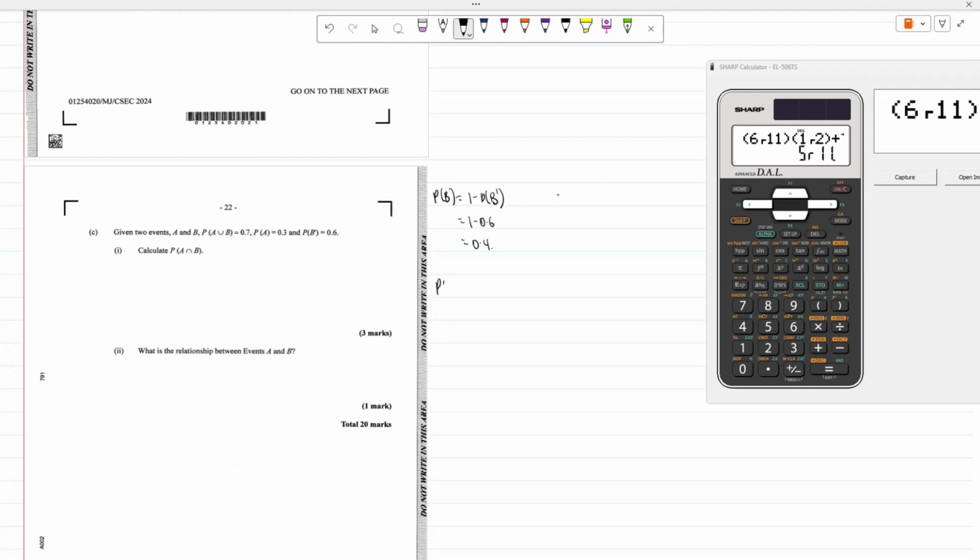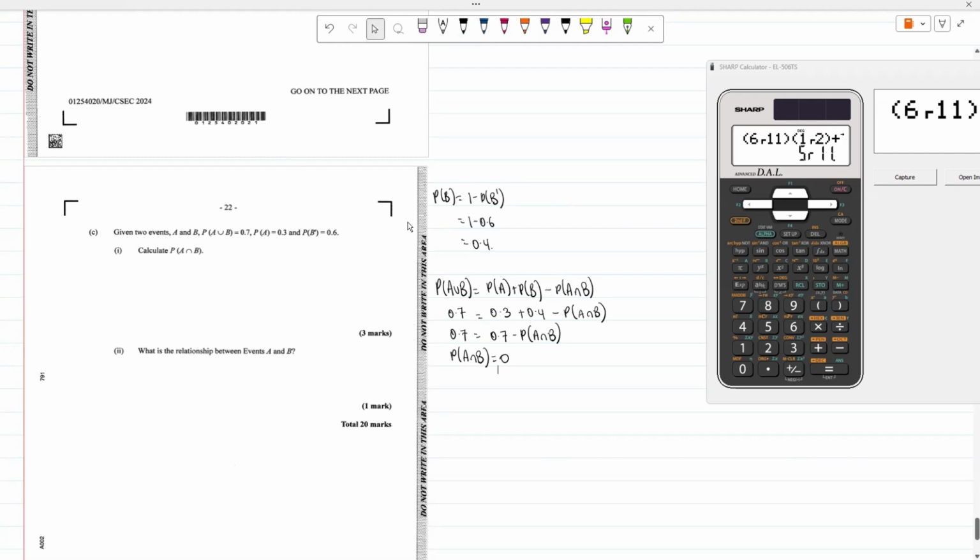Now there's a formula. The probability of A union B is the probability of A plus the probability of B minus the probability of A intersect B. A union B is 0.7. The probability of A is 0.3. The probability of B is 0.4. So 0.7 is equal to 0.7 minus the probability of A intersect B. Rearranging, I get the probability of A intersect B is equal to 0.